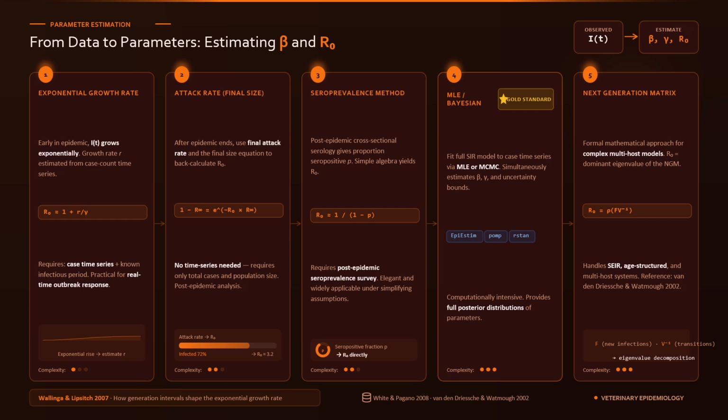For complex multi-host systems, the next generation matrix gives R naught as the dominant eigenvalue, and the gold standard is fitting the full model with maximum likelihood or Bayesian methods using tools like POMP or RStan. Computationally intensive, but it gives you beta, gamma, and proper uncertainty bounds all at once.